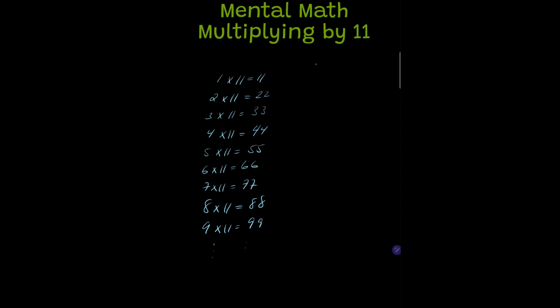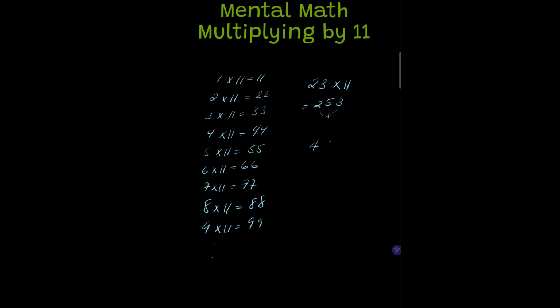Let's say I have a 2-digit number and I want to multiply it by 11. So let's say I have 23 times 11. The easiest way to multiply 23 by 11 mentally is to write the 2 first, leave a space, write the 3, and then add 2 plus 3. What's 2 plus 3? 5. You write the 5 here, and that's your answer, 253.